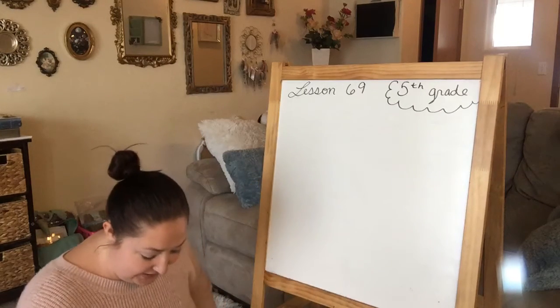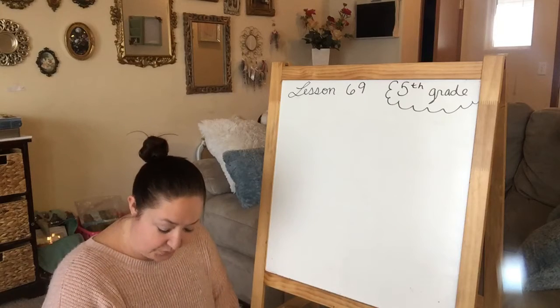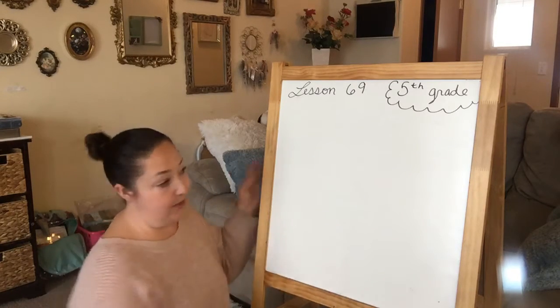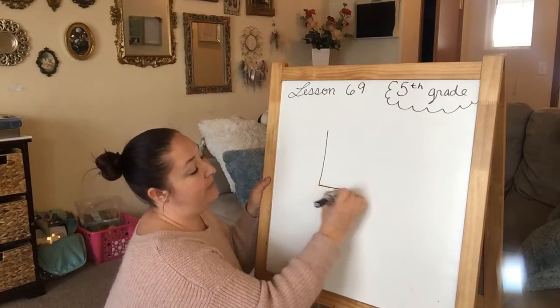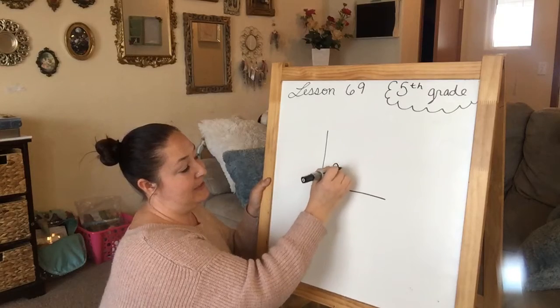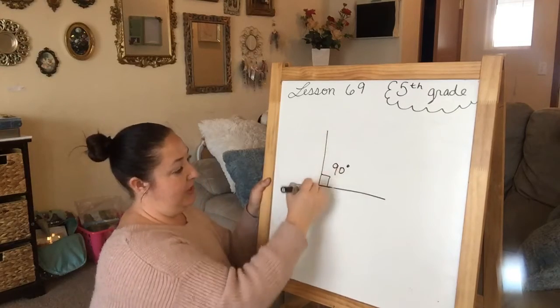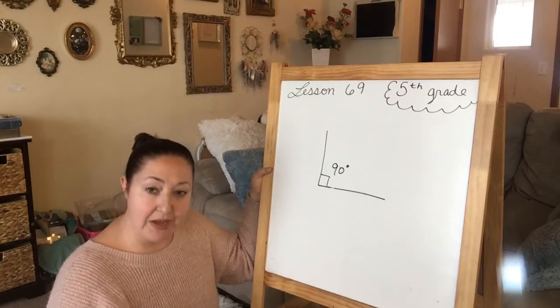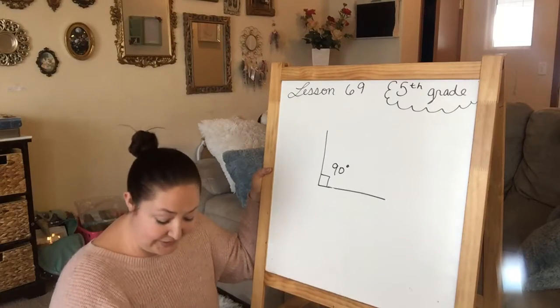Okay, first one is complementary angles. Complementary angles are two angles whose measures total 90 degrees. You know what 90 degrees looks like? Easy. Remember, a perfect square. This forms a perfect square, and it's 90 degrees. Right? Straight up, straight across. 90 degrees. So two angles whose measures equal 90 degrees.